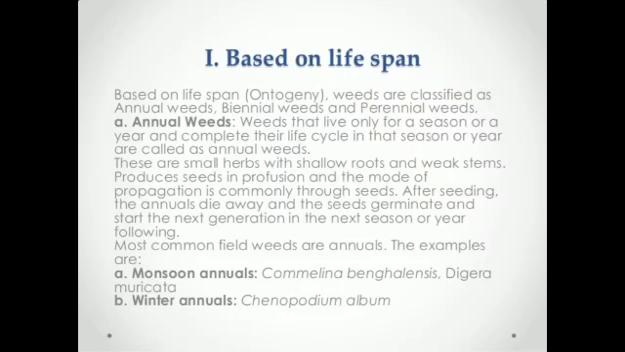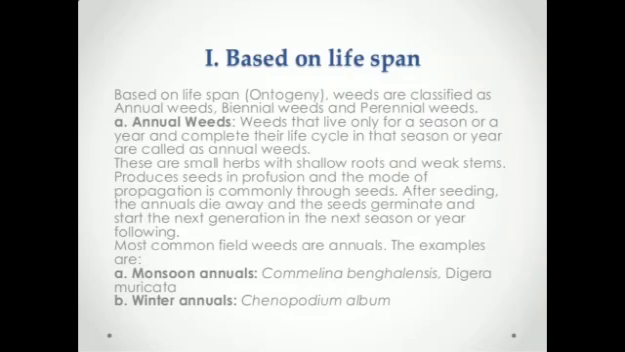Annual weeds can be further classified as kharif annuals, winter annuals or summer annuals. Kharif annuals means those weeds which tend to complete their life cycle in the warm and wet season, or kharif season. It is called a kharif season weed. Examples are Digera arvensis and Cassia tora.